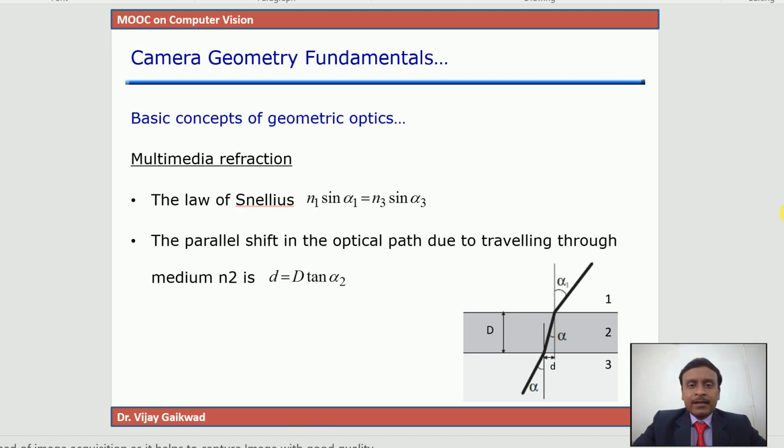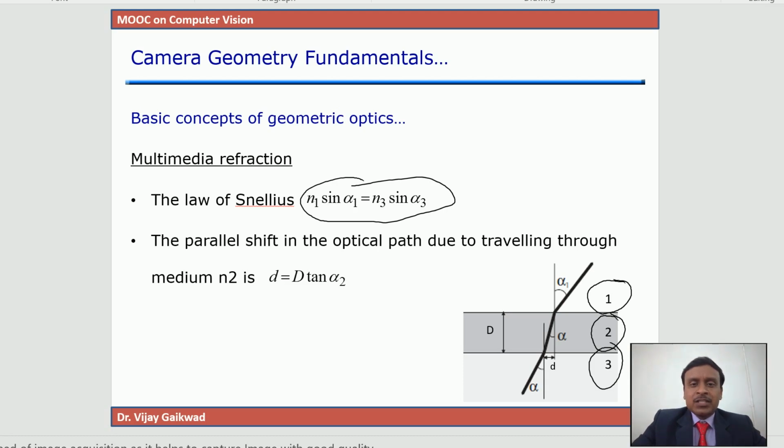When light enters from one medium to another medium, we follow the principles of multimedia refraction. Snell's law then becomes n1 sin alpha 1 equal to n3 sin alpha 3, where medium 1 is the one where the light enters, medium 2 is the medium through which light is traveling, and medium 3 is where the light exits, with alpha 3 the angle made at exit. When the light travels from medium 1 into medium 2 and in turn into medium 3, some parallel shift is observed.